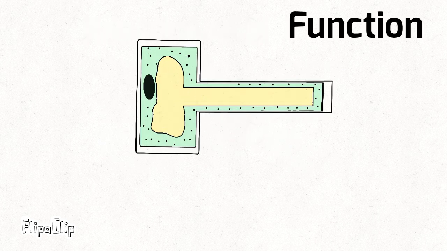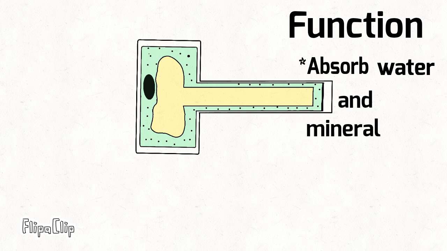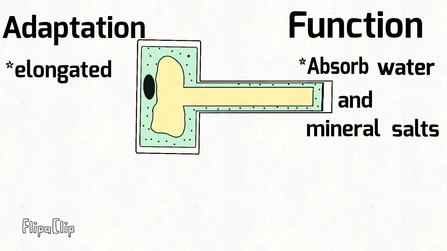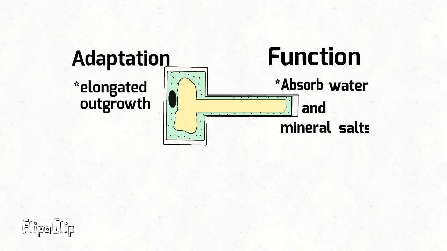Another cell is the root hair cell. Its function is to absorb water and mineral salts from the soil, and they're able to do so because of an elongated outgrowth which increases the surface area for faster diffusion during absorption.